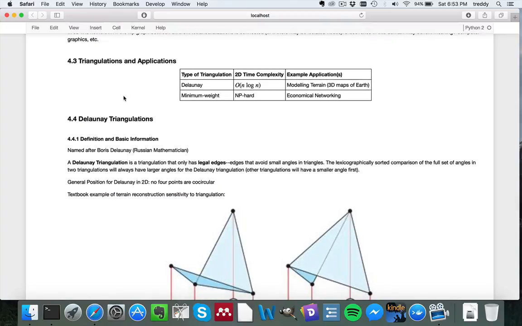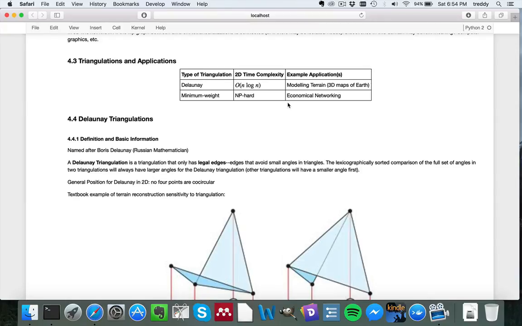So there are some very special triangulations that are used much more commonly than others. This table basically outlines two triangulations of substantial interest. I'll start with the bottom one, actually. So this minimum weight triangulation, which unfortunately is an NP-hard, effectively algorithmically intractable problem, but which would be very useful for economical networking because it would tell you the triangulation for which the sum of the Euclidean distances across all of the edges in the triangulation is minimum.